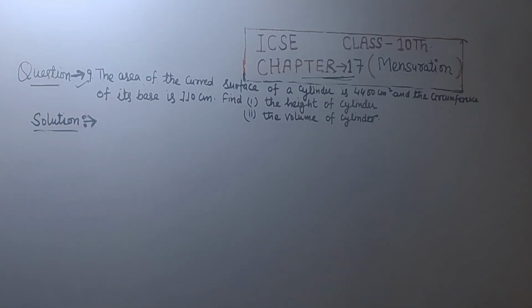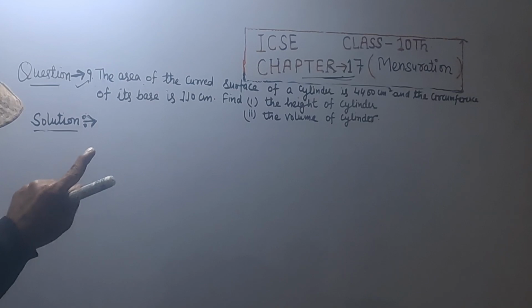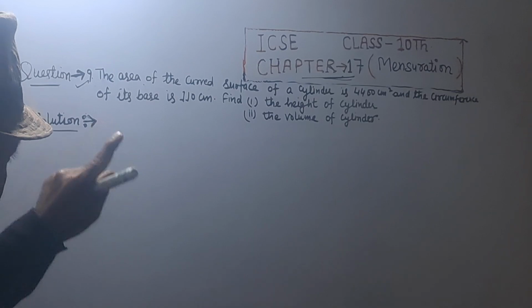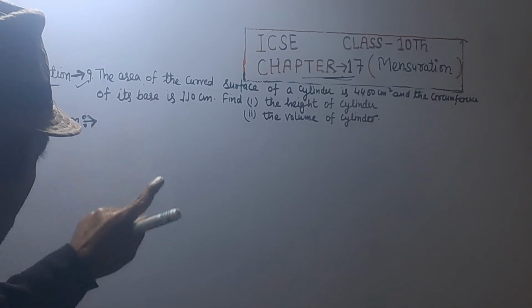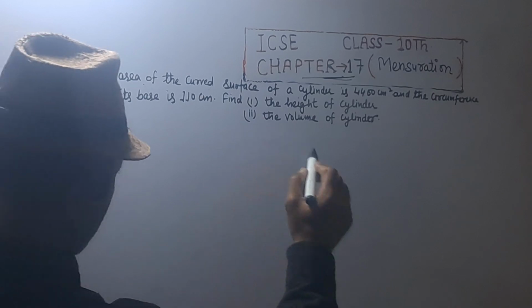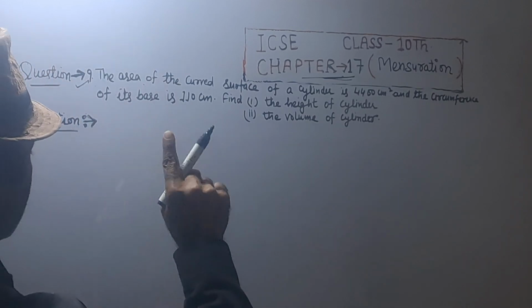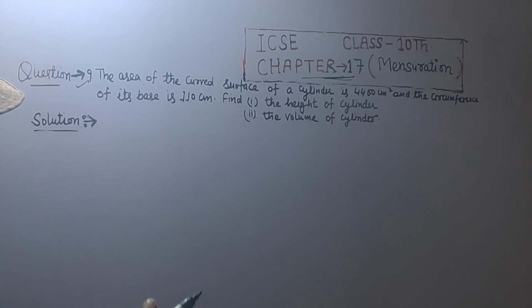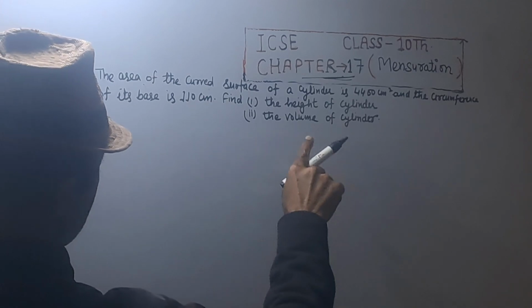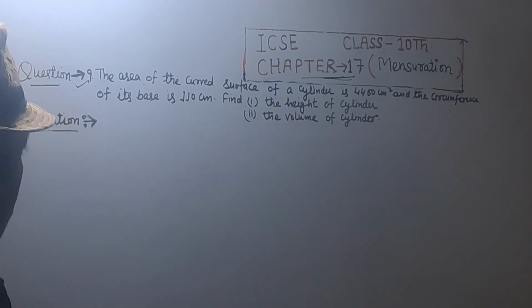Question number 9. The area of the curved surface of a cylinder is 4400 centimeter square and the circumference of its base is 110 centimeter. Find the height of the cylinder and the volume of the cylinder.